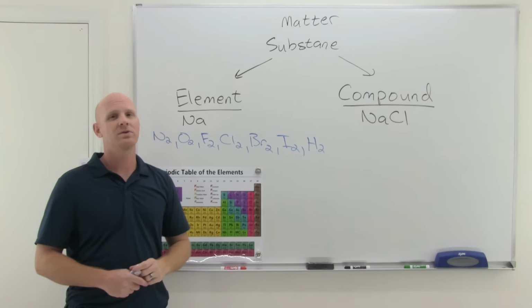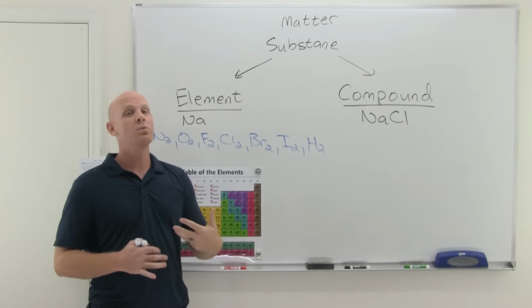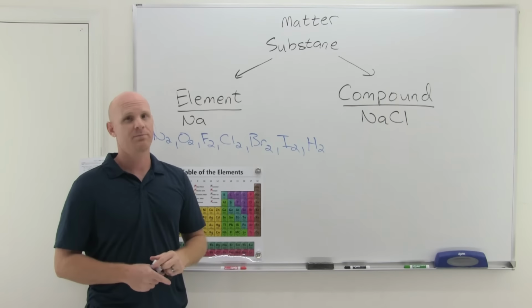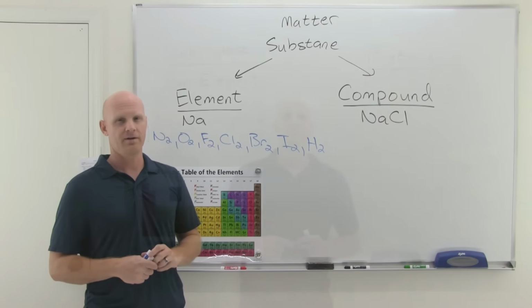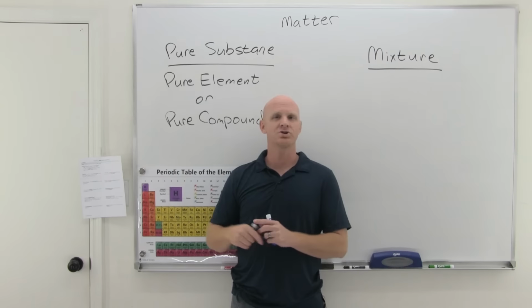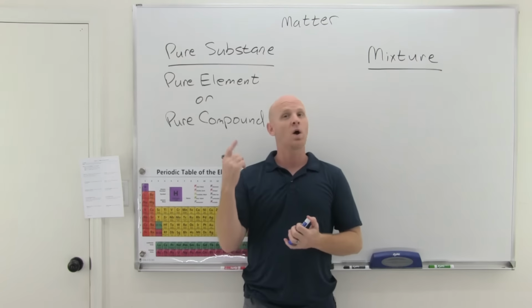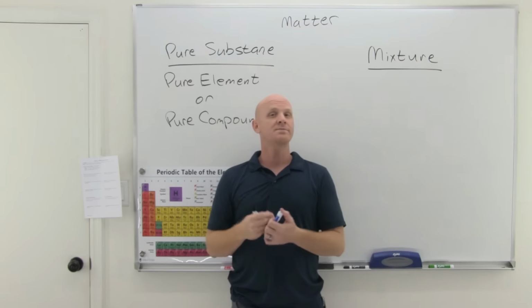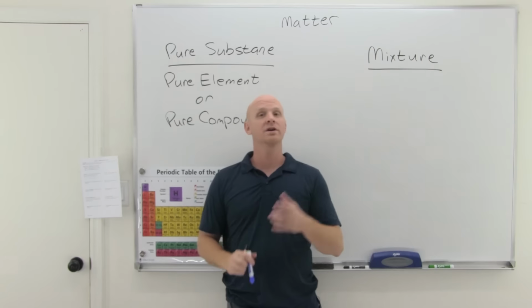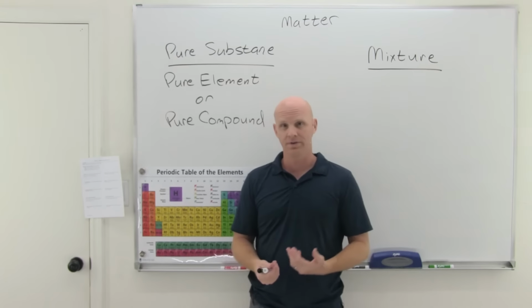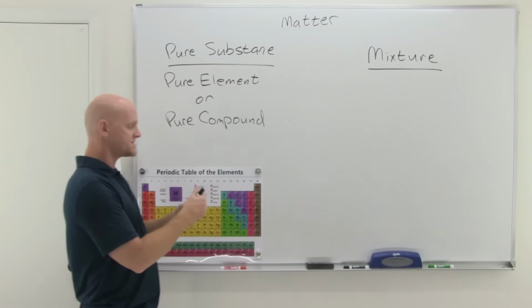And now we've got to talk about what happens when you've got more than one substance present. What do we call it there? All right, now we're going to compare and contrast a pure substance versus a mixture. In a pure substance, you've got one substance, but that one substance could be just one element, or it could be just one compound. Either way, we refer to it as being a pure substance.